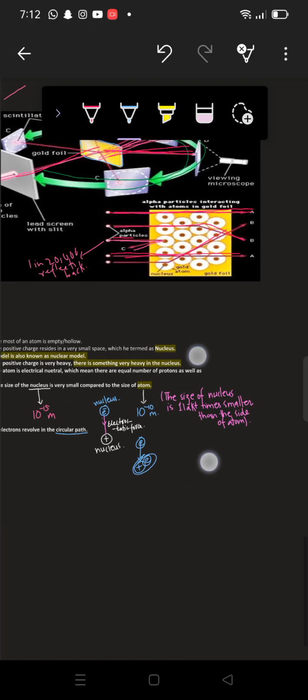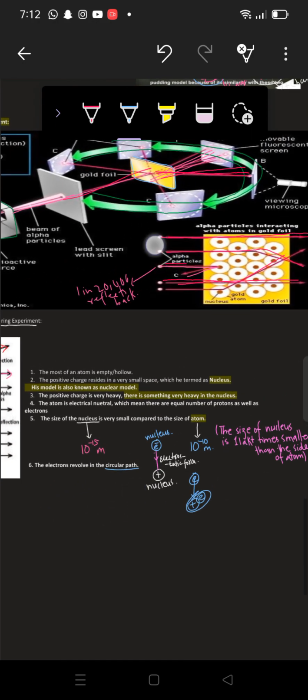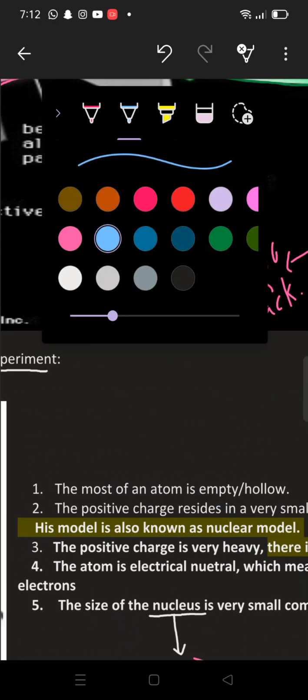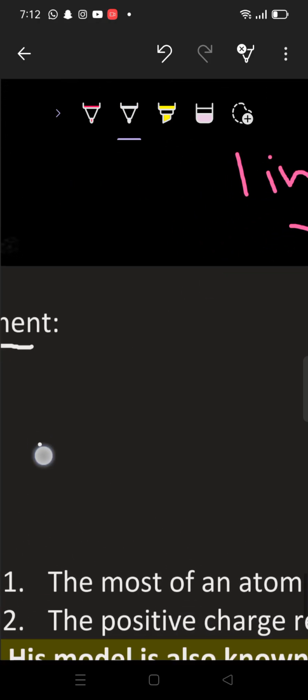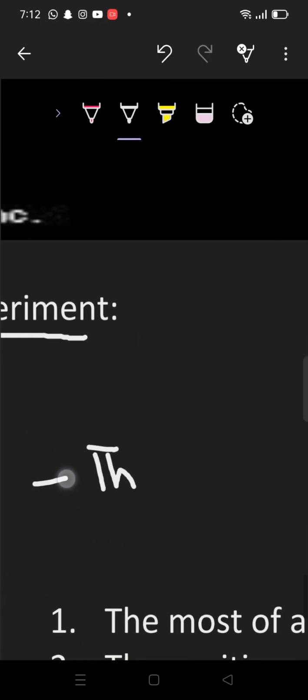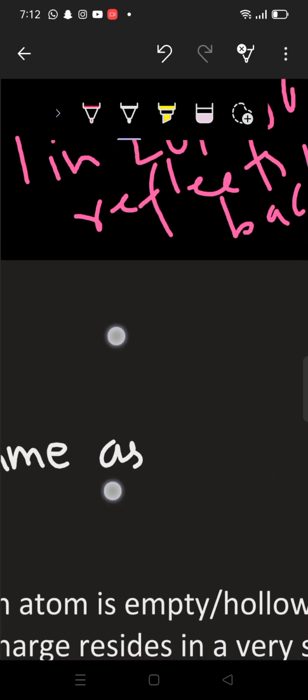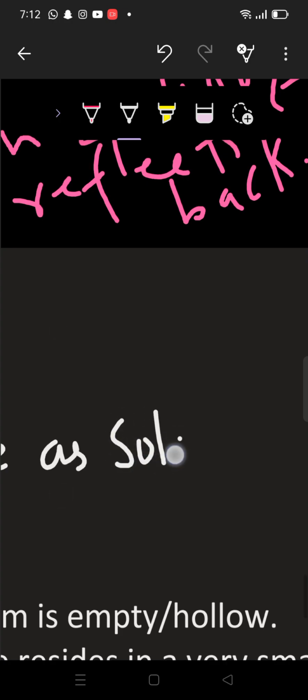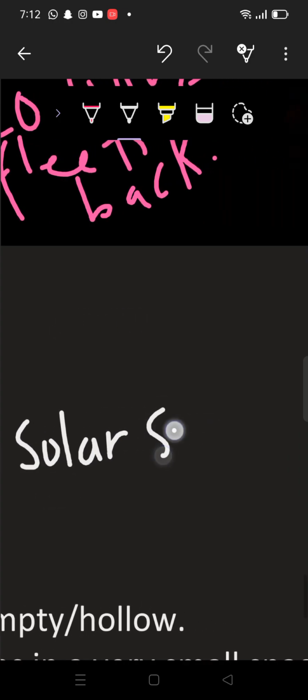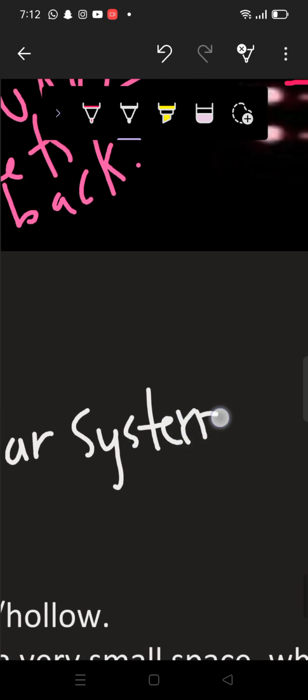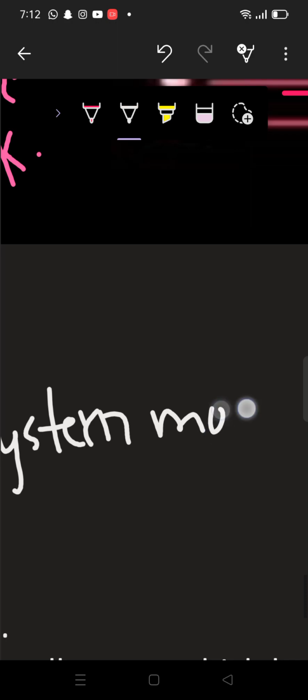So he also said this is the same as the solar system model, right? Solar system model.